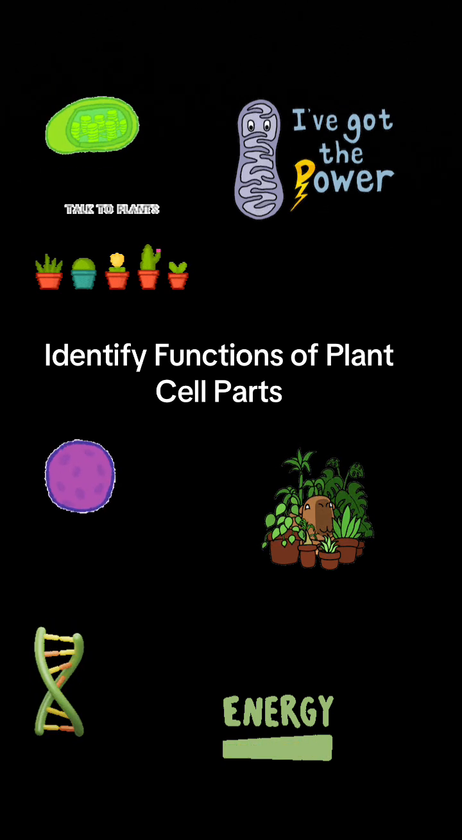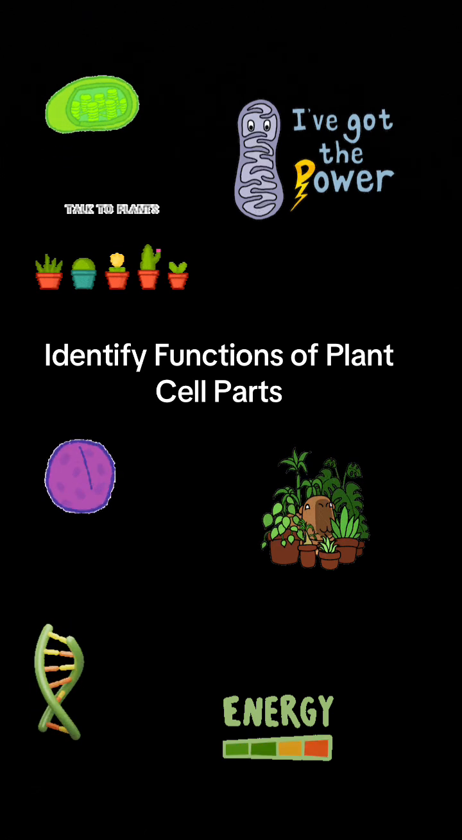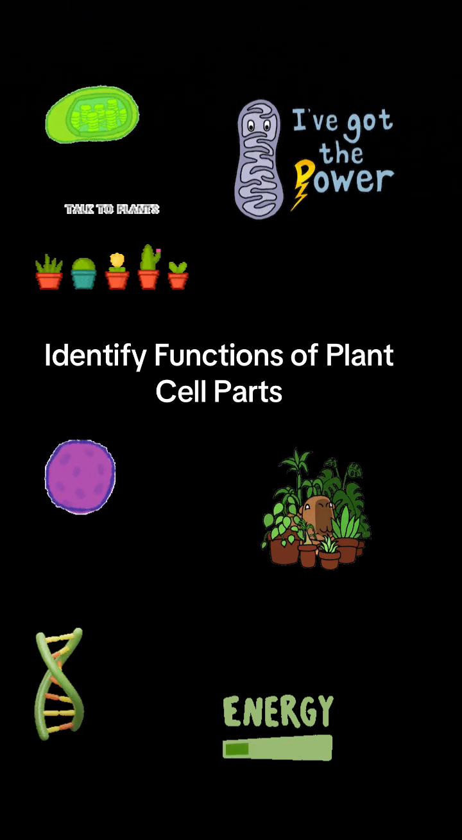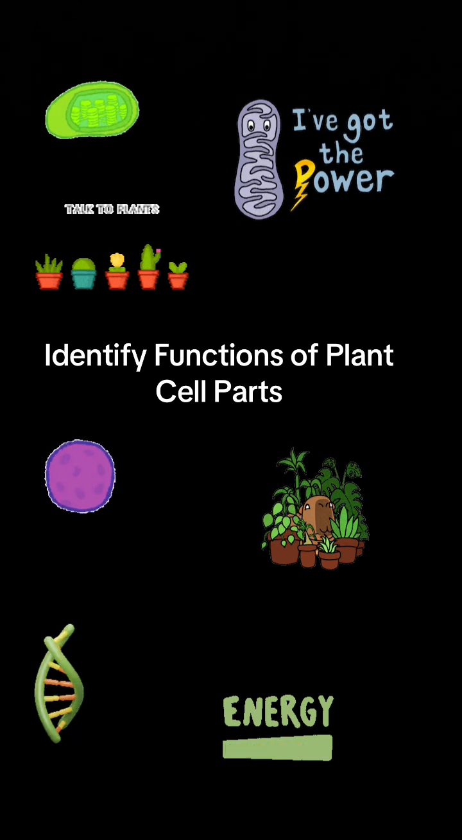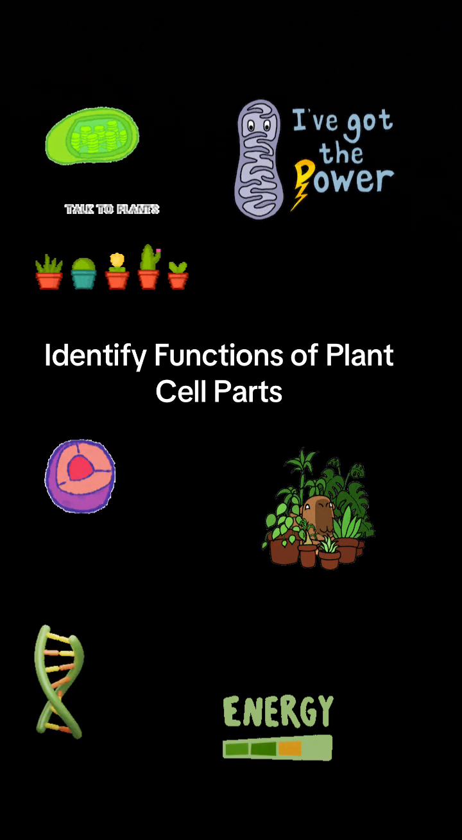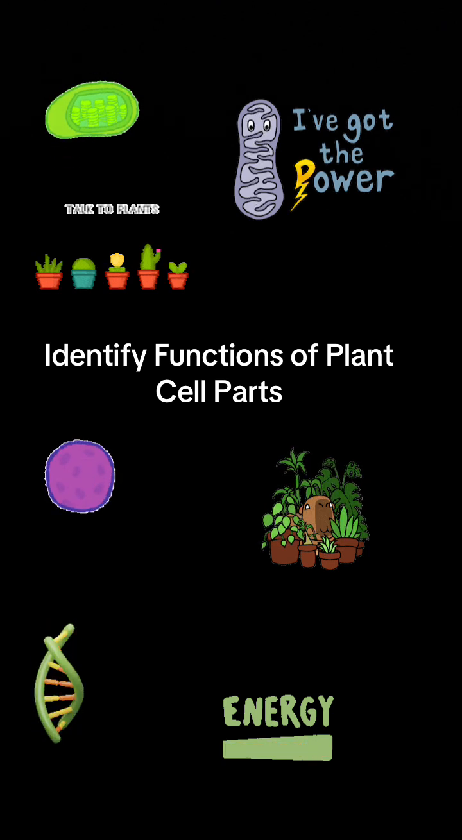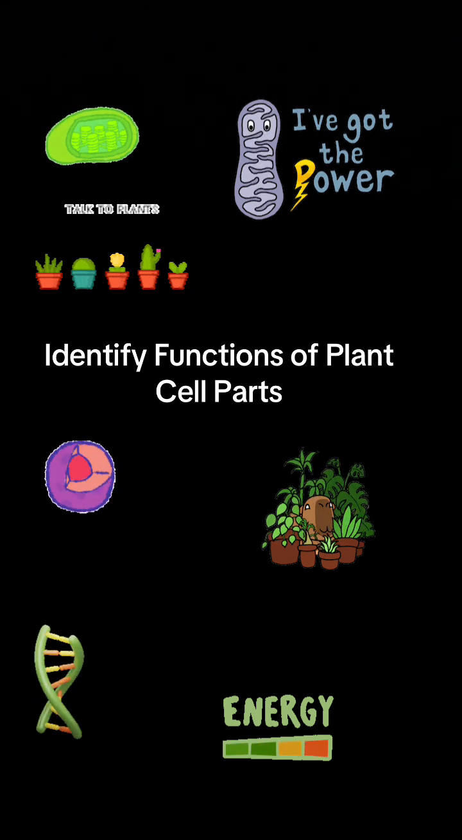Cell walls: plant cells have a rigid cell wall, while animal cells do not. Chloroplast: plant cells contain chloroplasts for photosynthesis, which animal cells lack. The large central vacuole: plant cells have a large central vacuole, while animal cells have smaller vacuoles.